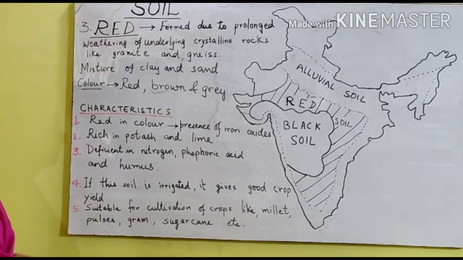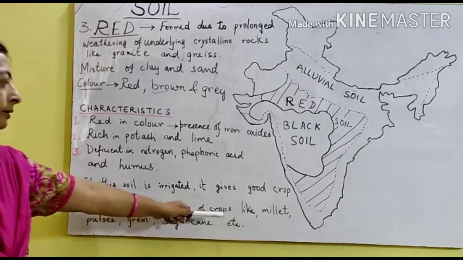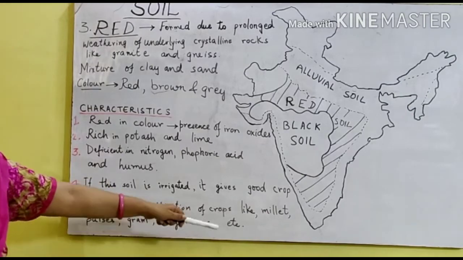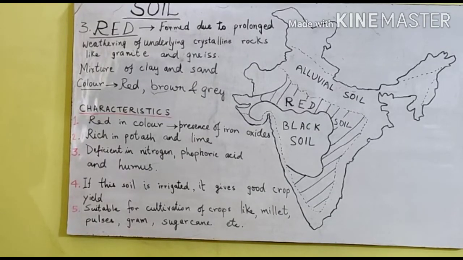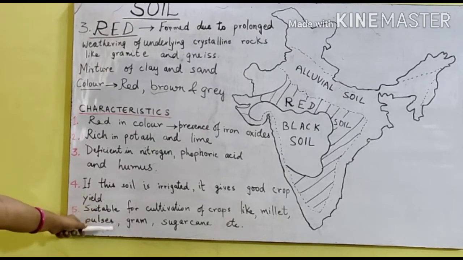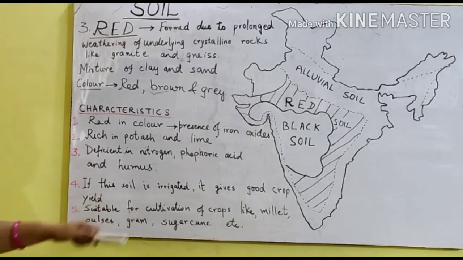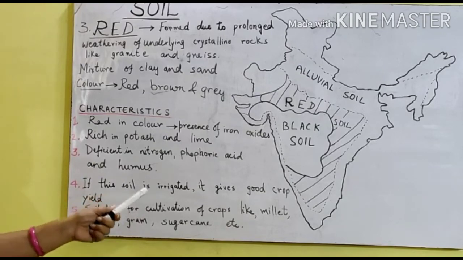And so it is suitable for crops like millet, pulses, gram, sugarcane. Another reason this soil is well suited to these types of crops is high temperature. These areas face high temperature, which gives a good amount of sunshine for the crop to ripen. So these types of crops grow well in high temperature and good rainfall.